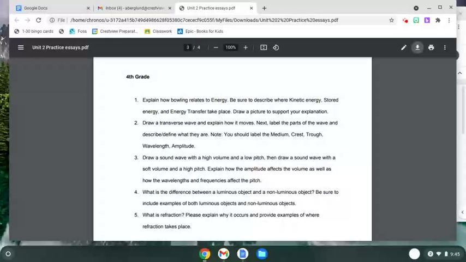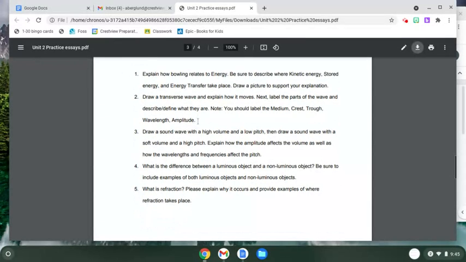Question number 3. I'm first asking you to draw a sound wave that has a high volume and a low pitch. Then you're going to draw another sound wave that has a soft volume but a high pitch. So you have to draw 2 different types of sound waves. Then you're going to have to write and explain how the amplitude affects the volume, as well as how the wavelength and the frequency affect the pitch. So you have to understand how amplitude and volume relate to each other, and how frequency and wavelength relate to the pitch.